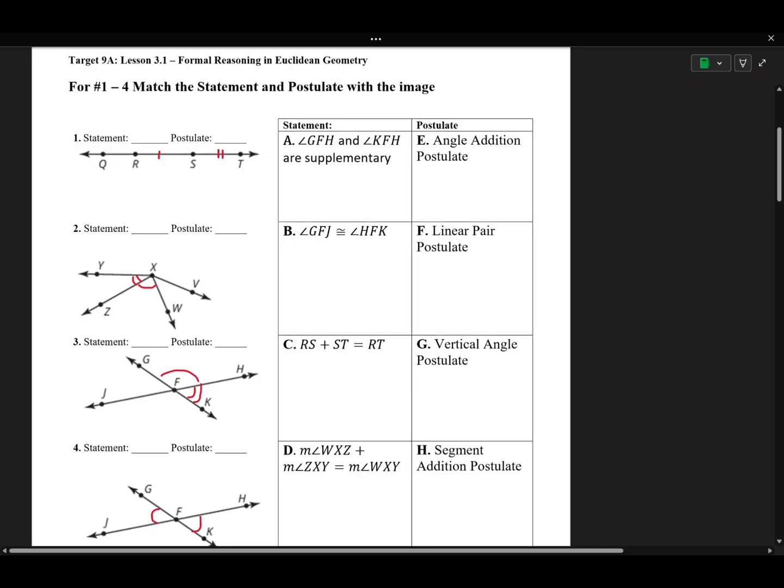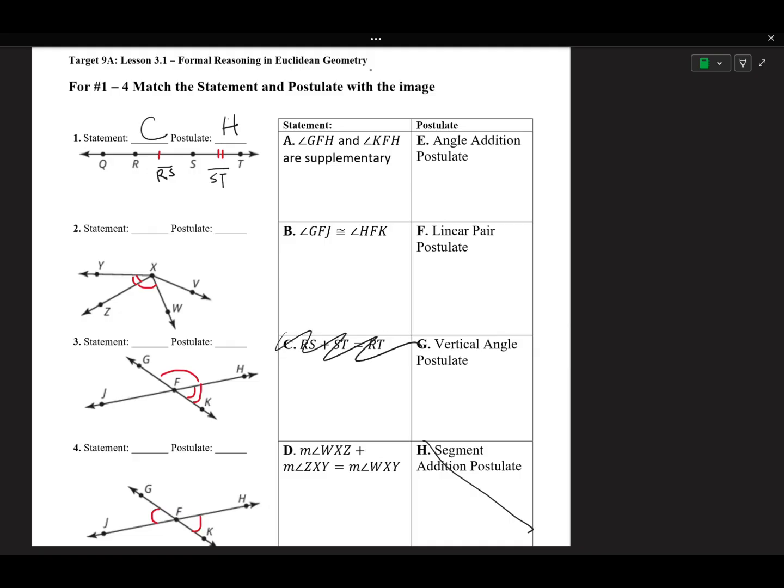The first thing that jumps out at me is letter H, the segment addition postulate. Next, let's take a look at what's marked here. On my image, I have section RS and section ST. Let's find that. Oh, there it is in letter C. There we go, match those two up. Let's cross them off so I don't use them again.